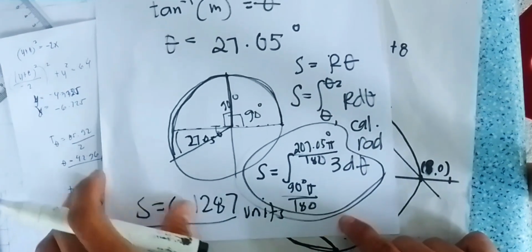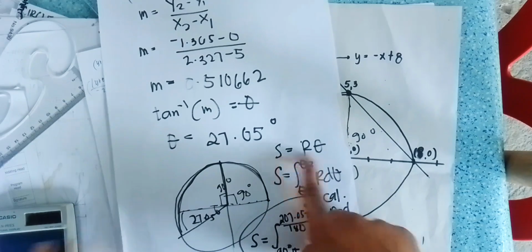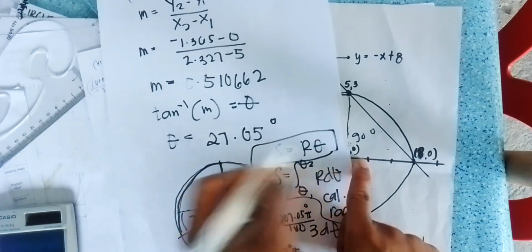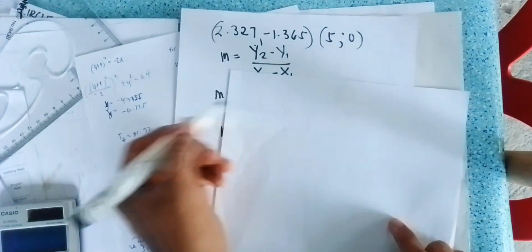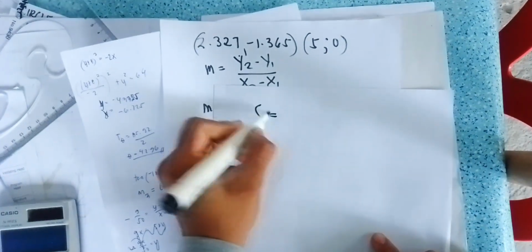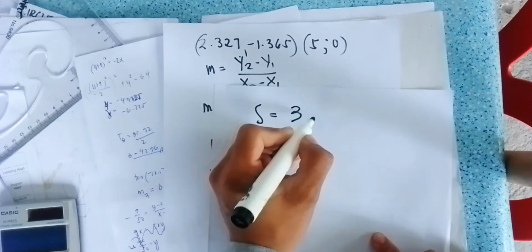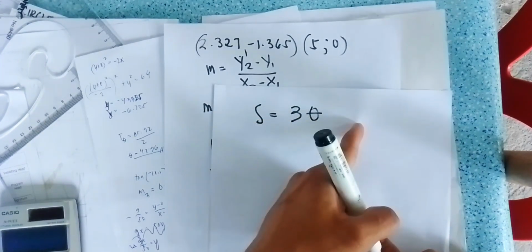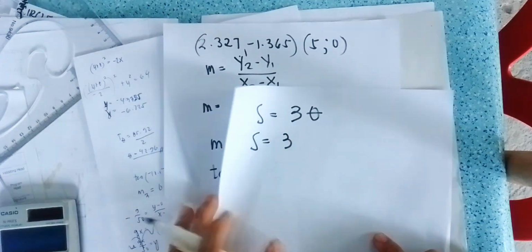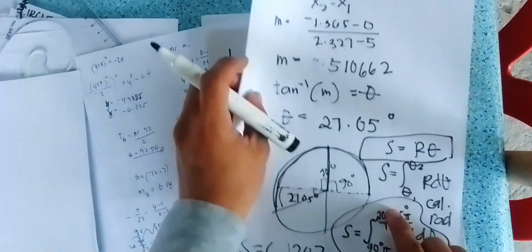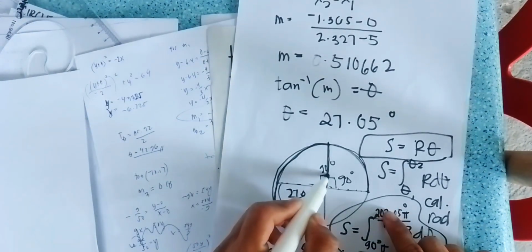But to make it more convenient, we'll use this first formula, which is taken from plane geometry. So lastly, we'll try using it. What we're gonna do is S is equal to the radius, which is 3, times theta. But your theta should be in radian. So S is equal to 3 times the theta that we're talking about here, the theta from the 90 degrees.